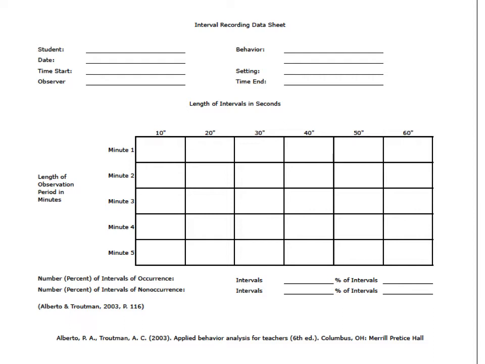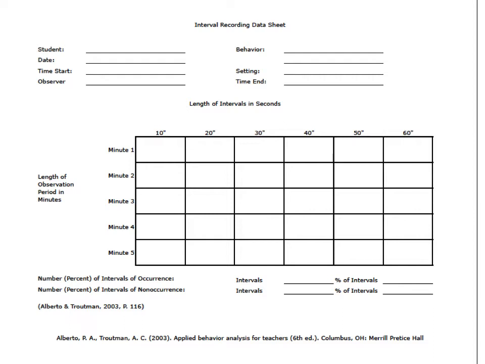Makes sense, right? There are only 5 minutes of observation time. So we have 6 multiplied by 5. So there are 30 interval boxes, right?